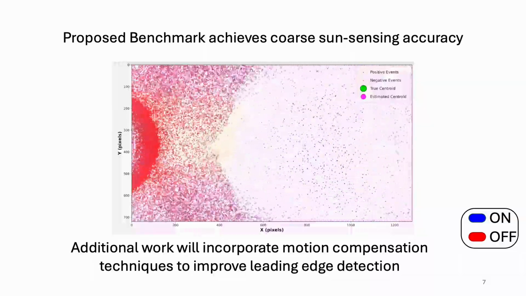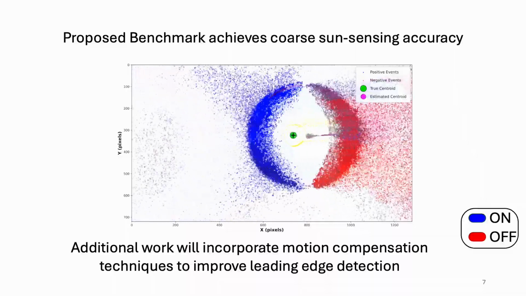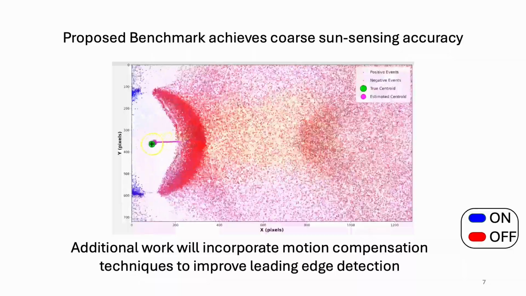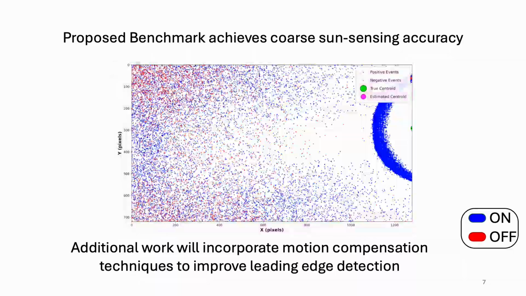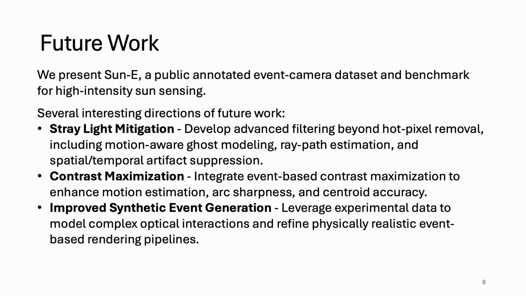Across all of the scenarios evaluated, our approach resulted in a detection rate of about 95% and achieved roughly coarse sun sensing accuracy. And so for future work from our proposed algorithm, we're really interested in exploring more on this stray light mitigation effect. We've captured a lot of interesting optical sensor interactions. There's also certainly more advancements that could be made to incorporate more high fidelity tracking and event-based detection techniques.